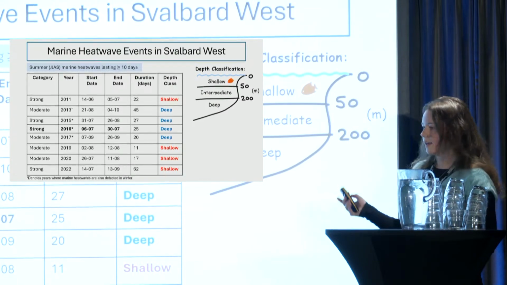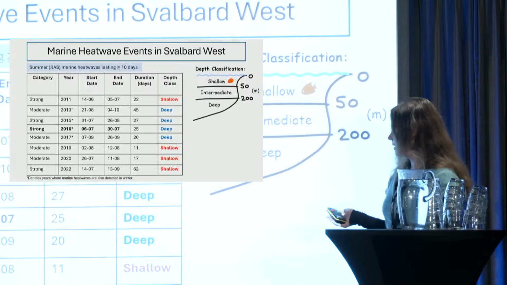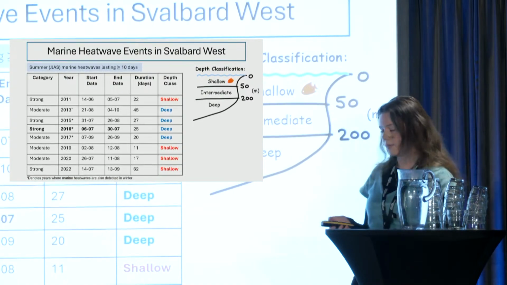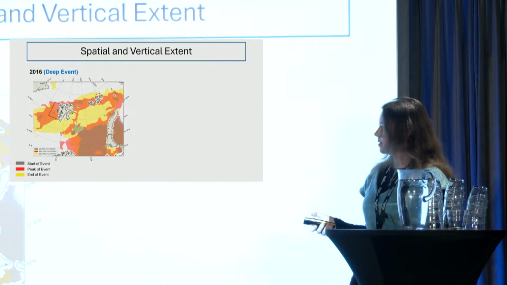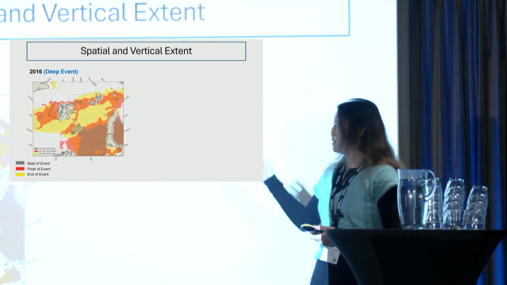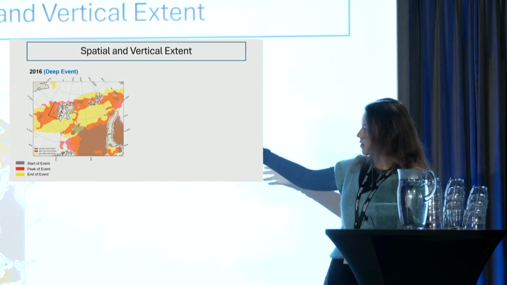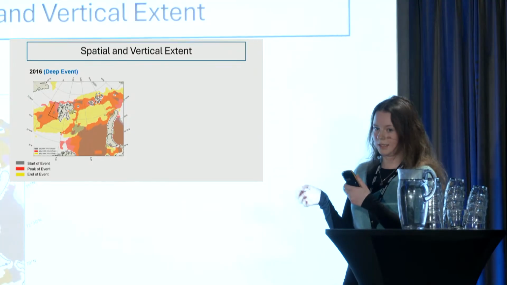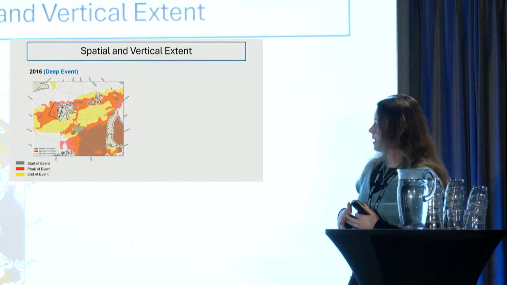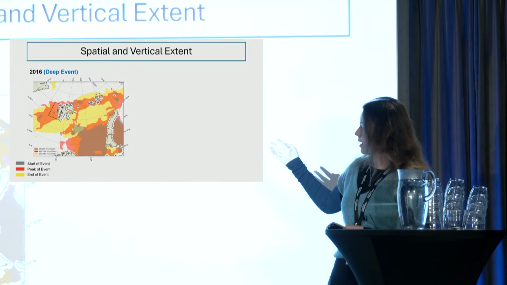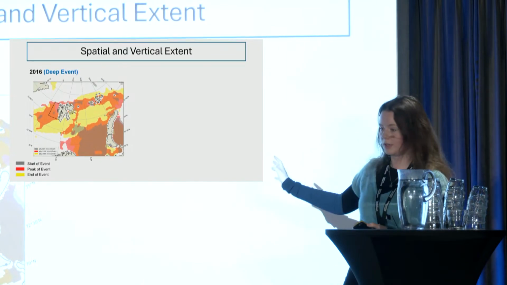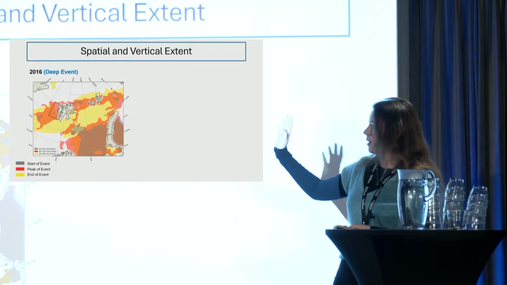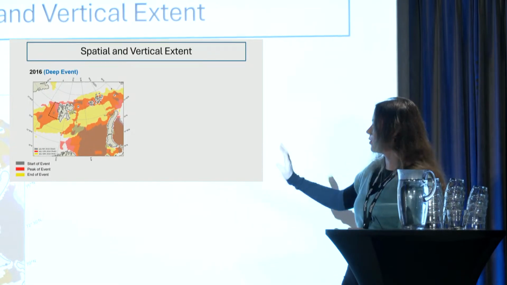If we focus in particular on this strong event in 2016, which lasted 25 days, using TOPAZ we can plot its spatial extent. We wanted to see if it was completely in our region, the dashed black box, but also how far across the whole Barents Sea it extended. This plot shows everywhere where the sea surface temperature in each grid cell is exceeding this 90th percentile. You can see the progression of the marine heat wave at the start, the peak and the end of the event. It not only was in our Svalbard West region, but also extended across the Barents Sea.